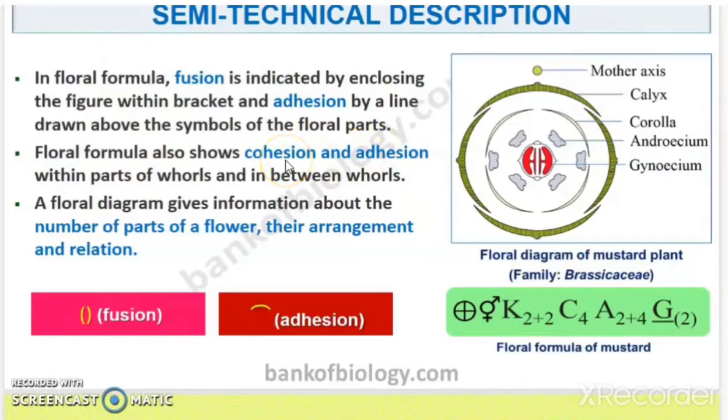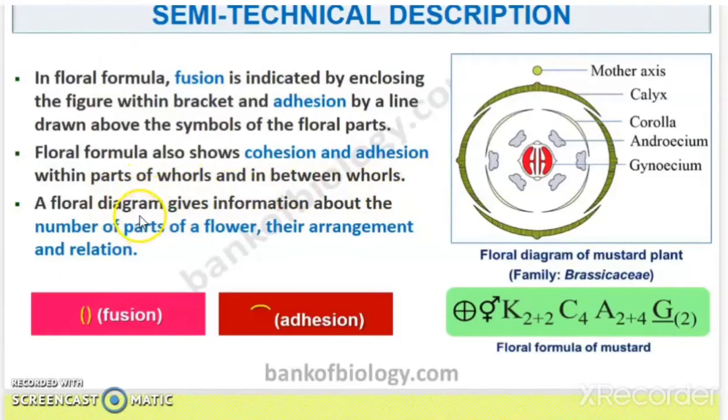Cohesion is nothing but that which is within the parts of the whorl. That is, within a whorl such as the petals, how each of the petals is placed, that is cohesion. And adhesion is between the other parts, that is two whorls, how they are placed. So the floral formula also shows cohesion and adhesion within parts of whorls and in between whorls, right?